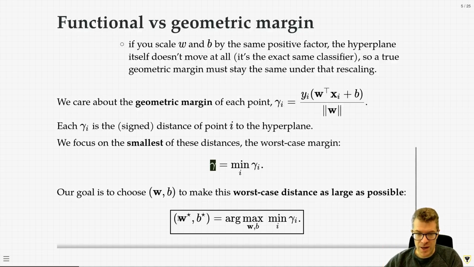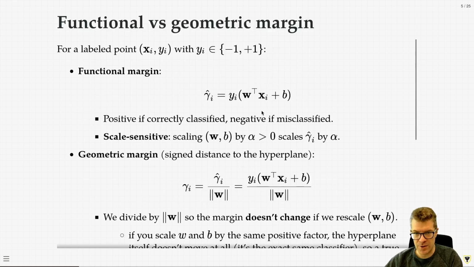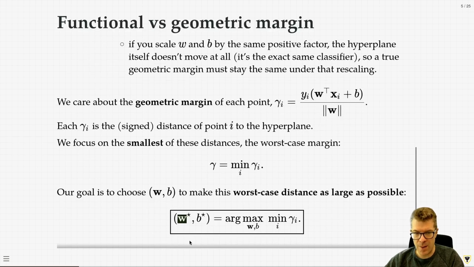In other words, the settings for our decision boundary, W and B here, the parameters we're allowed to change. The best ones are W star and B star. This one says, well, pick W and B such that we're maximizing the minimum distance, right? So whoever's closest to the wall, keep them as far away from the wall as possible. I hope that makes sense.